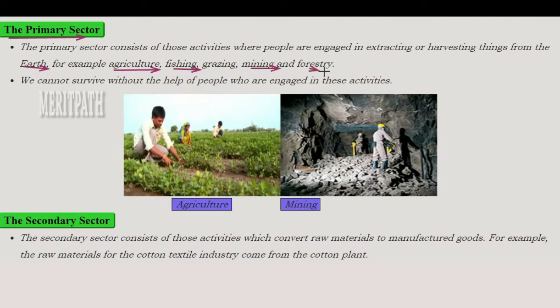Then there is forestry. People go and cut the wood from the forest and sell it in the market for the manufacturing of furniture, paper, etc. Forests also grow on the surface of the earth, right? So here also we are extracting wood from the surface of the earth. That is how we are making a living, by extracting things or harvesting things from the earth.